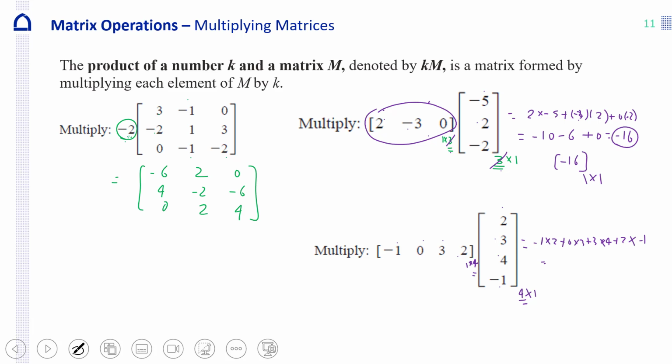So minus 1 times 2 is minus 2. 0 by 3 equals 0. 3 by 4 equals 12. 2 times minus 1 is minus 2. Okay, I have minus 4 plus 12. You end up with 8. If you would like to write it as a matrix, exactly like this one. So this is 1 by 4 multiplied by 4 by 1. As I said, it exactly gives you a 1 by 1 matrix.